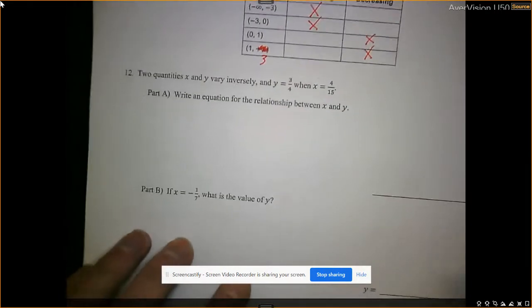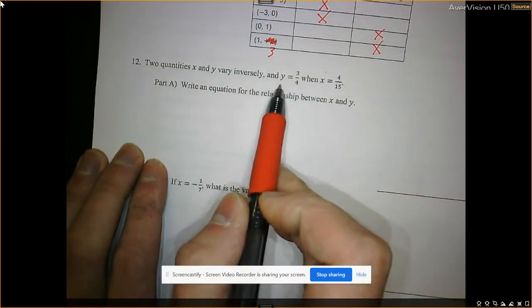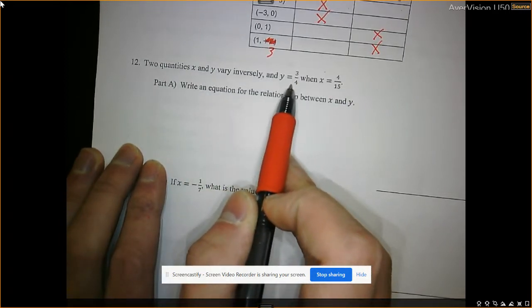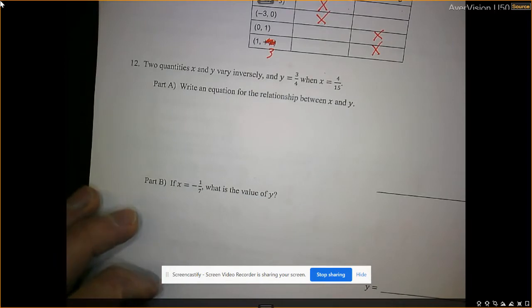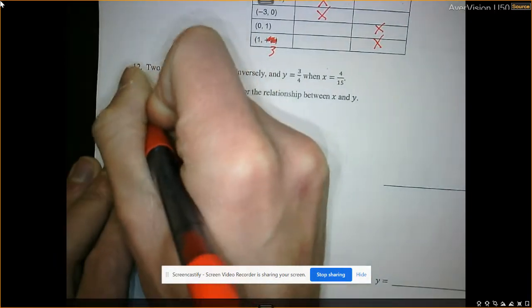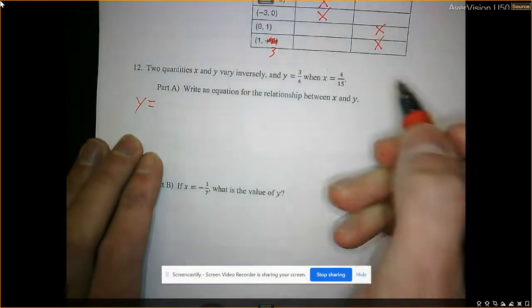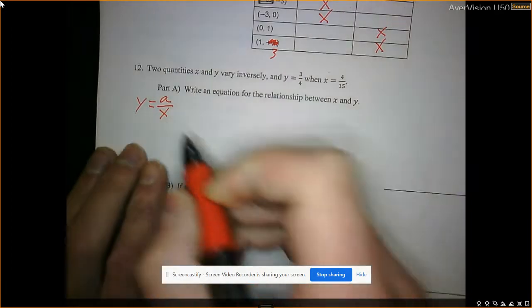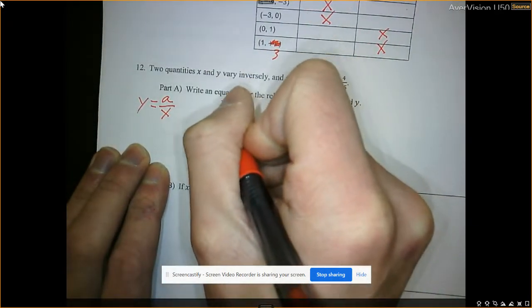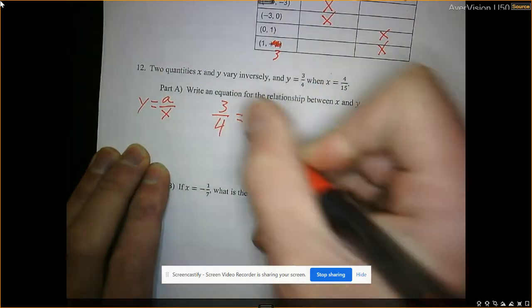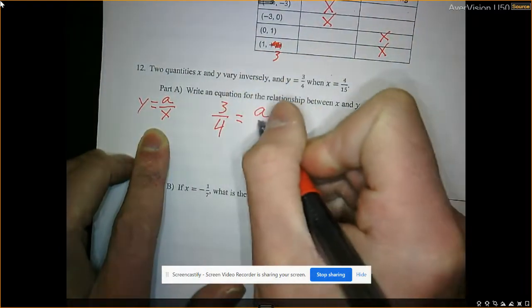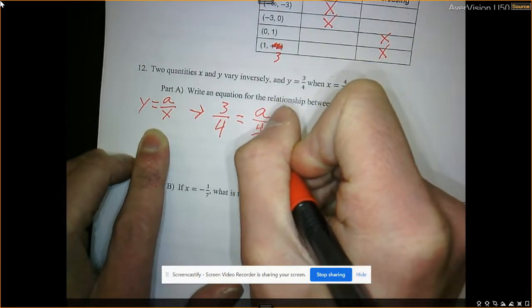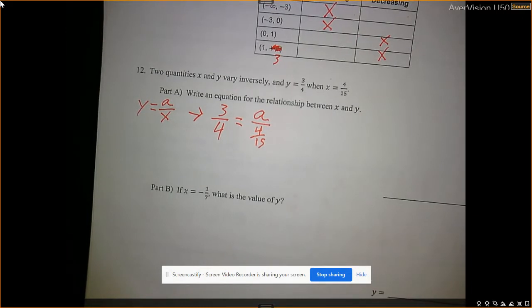Okay, last question. Here we go. We're told that x and y vary inversely when y is 3/4 and x is 4/15. Well, remember, if x and y vary inversely, they're going to take the form of y equals a over x. So let's go ahead and plug this in. Y is 3/4, replacing our y, and our x is 4/15. We don't know what a is. That's what we're solving for now.